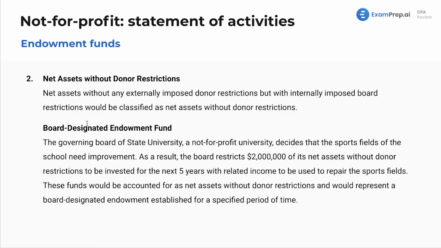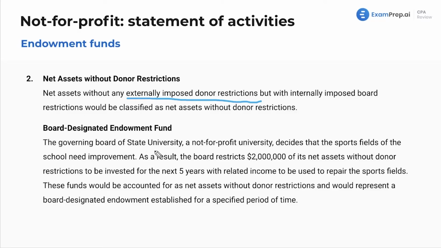Well, net assets without externally imposed donor restrictions, but with internally imposed board restrictions, would be classified as net assets without donor restrictions. Now, is there ever going to be something without donor restrictions and without board restrictions? Probably not. The board's going to just say what they want to use it for, and we'll just assume it's got board restrictions on there. So that's just kind of the treatment there. We're not going to really consider without donor restrictions and without board designations. This is really just our second category.